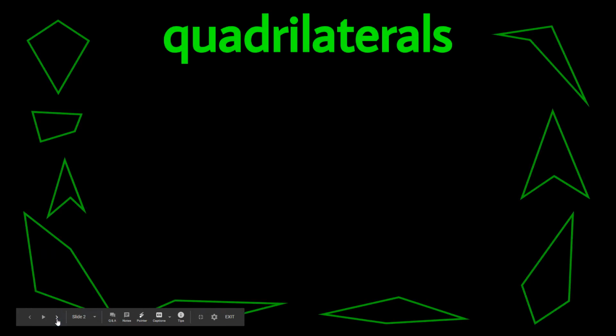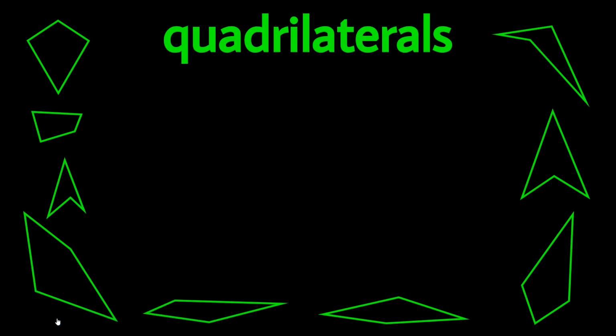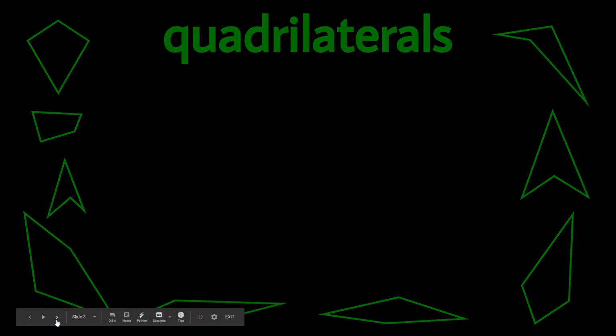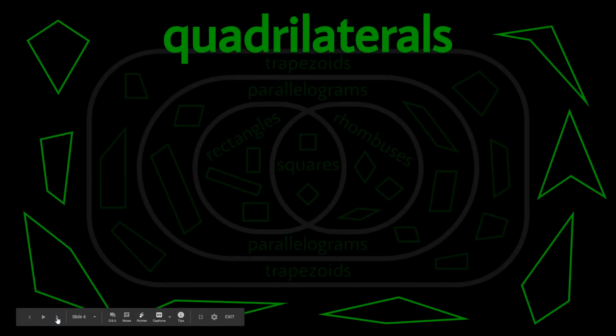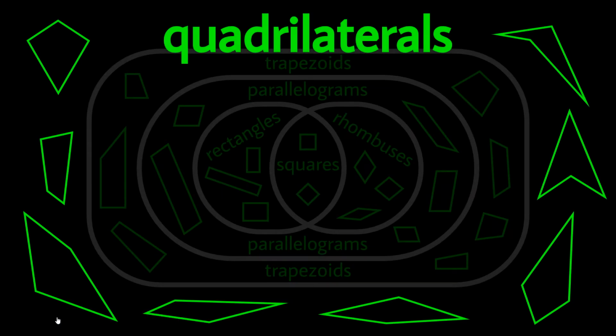So quadrilaterals have four sides and four angles. We'll learn about some of the special names. Like one of the names we have is a kite. Kites have a special set of rules that make them kites. So we'll learn those rules later on. So quadrilaterals include trapezoids, parallelograms, rectangles, squares, and rhombuses. And we'll learn those rules later on, but we're just going to learn the names of them today.